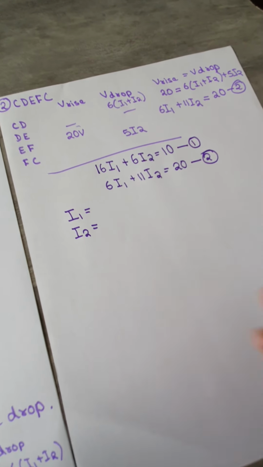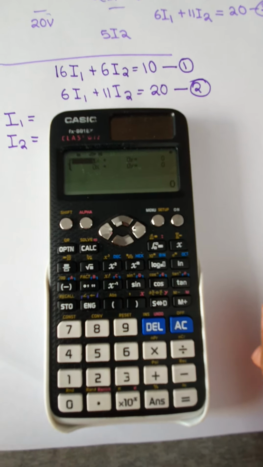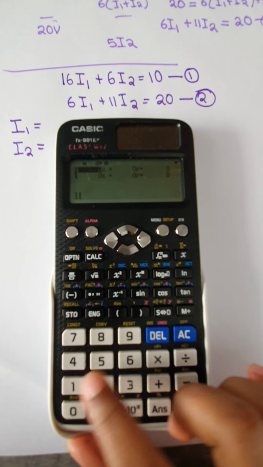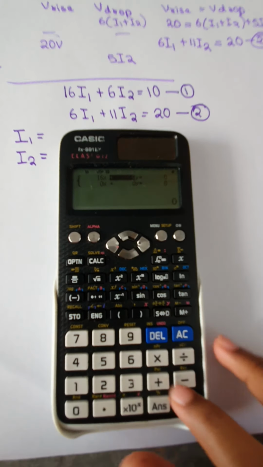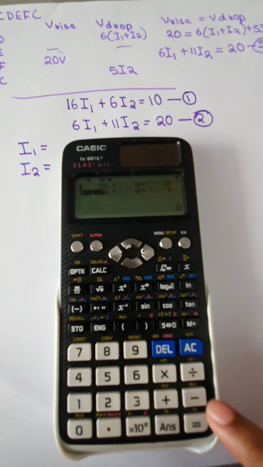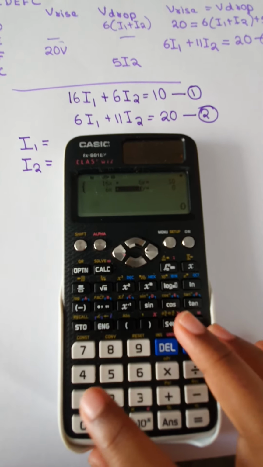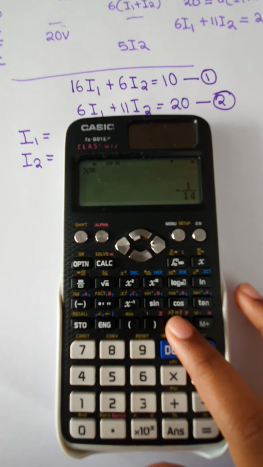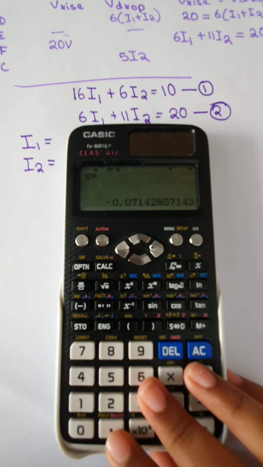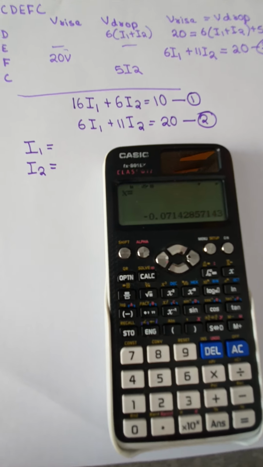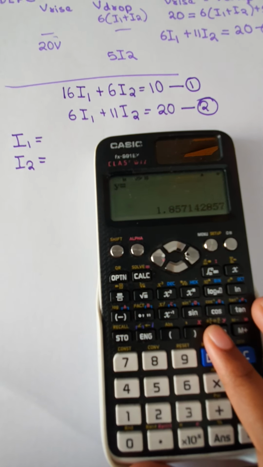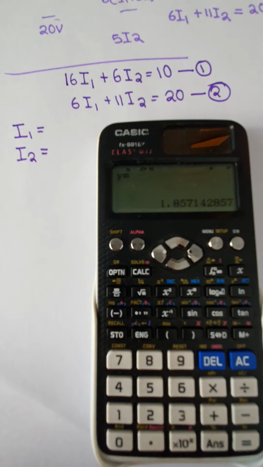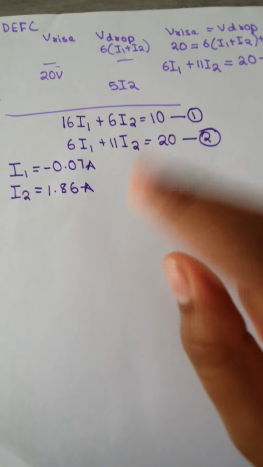So you can solve it using the calculator. That'll be easy. Here I have my calculator. It's now in simultaneous equations mode, and first is 16, 6, 10, and then the second equation is 6, 11, 20. So this is the first value, that's I1's value, which is minus 0.07, and then I2 is 1.86. So those are the I1 and I2 values. Now we got the value of I1 and I2.